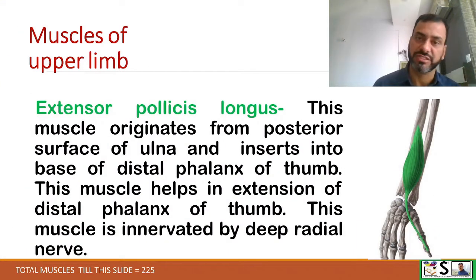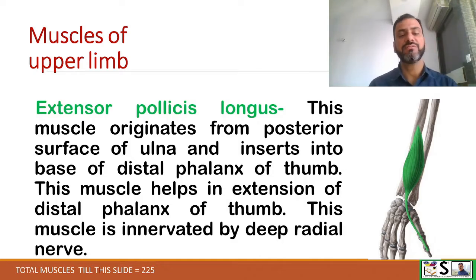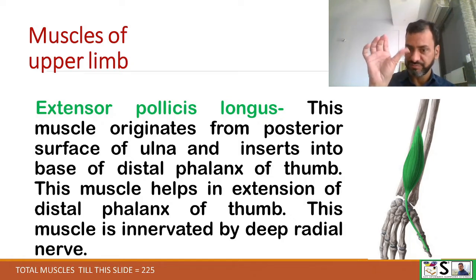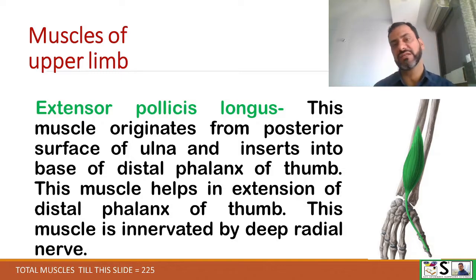Extensor pollicis longus. This muscle originates from the posterior surface of ulna and inserts into the base of distal phalanx of the thumb. Here, this muscle helps in extension of the distal phalanx of thumb, and this muscle is innervated by deep radial nerve.